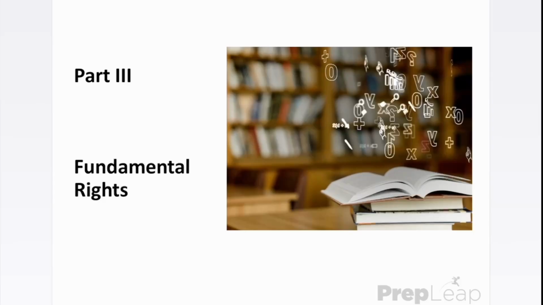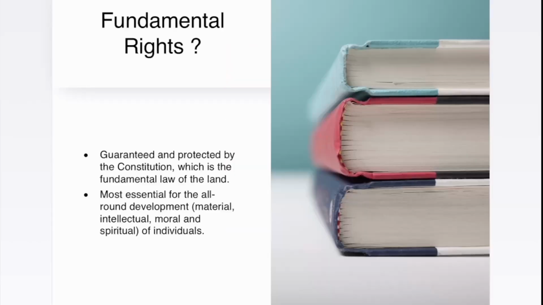Now let us start with fundamental rights. Part 3 of the Indian Constitution talks about fundamental rights. Articles 12 to 35 cater to the fundamental rights, and Part 3 of the Constitution is rightly described as the Magna Carta of India. The fundamental rights are called fundamental for a couple of reasons. Let us understand. One, they are guaranteed and protected by the Constitution, which is the fundamental law of the land.